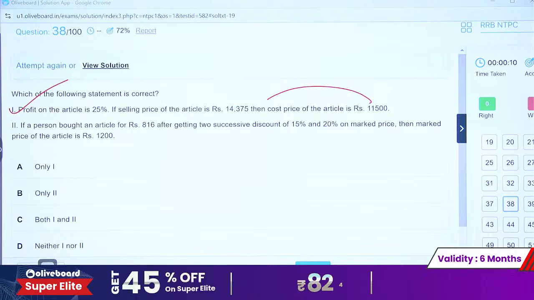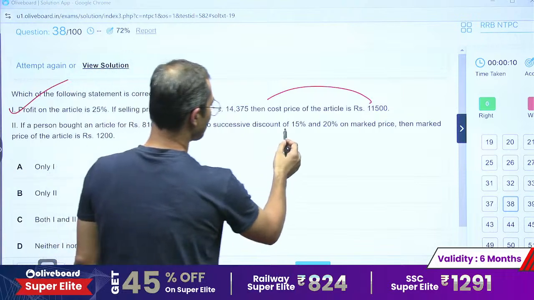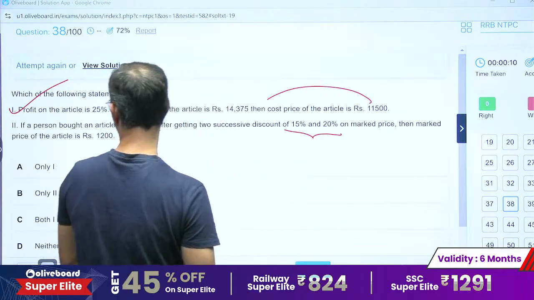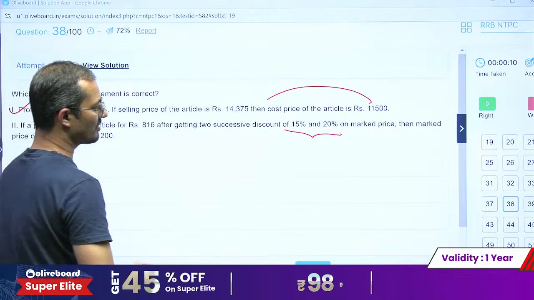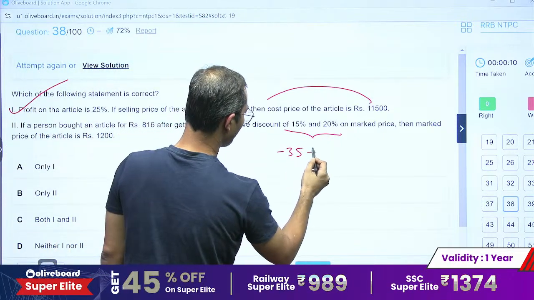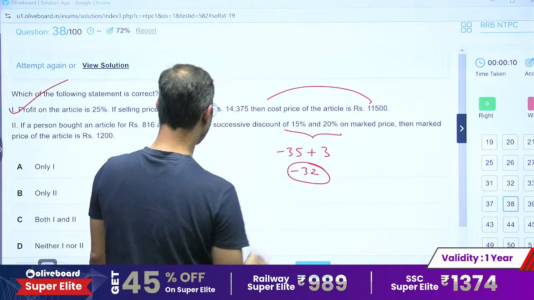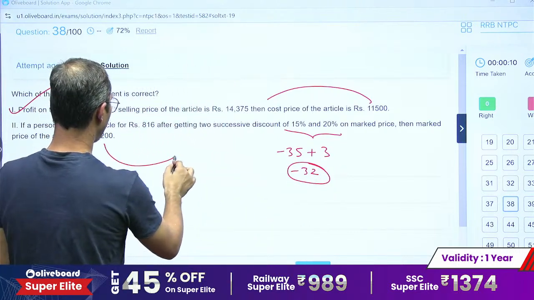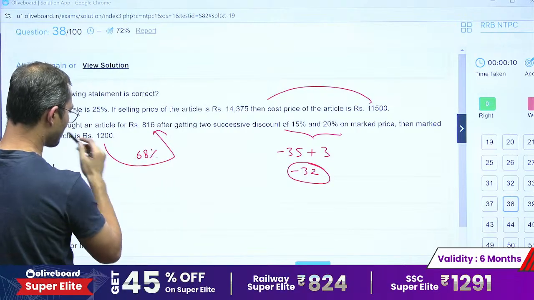If a person bought an article for rupees 816 after getting 2 successive discounts, then the mark price of the article is this. So the single percent discount is how much? Minus 15, minus 20, minus 35, so plus, here we will get minus 32%. It means that this is equal to how much? 68%.